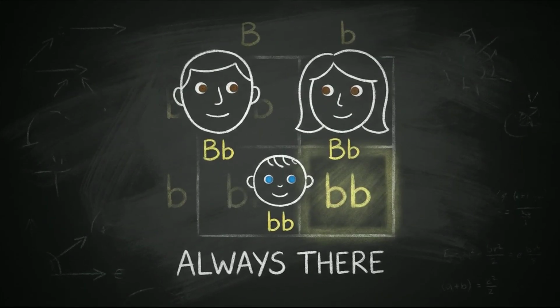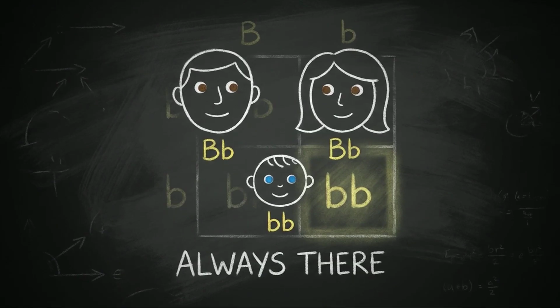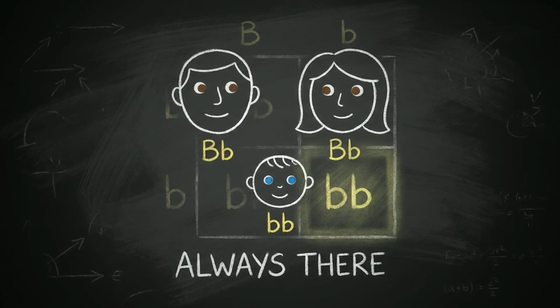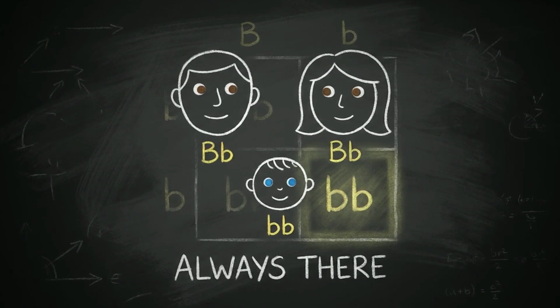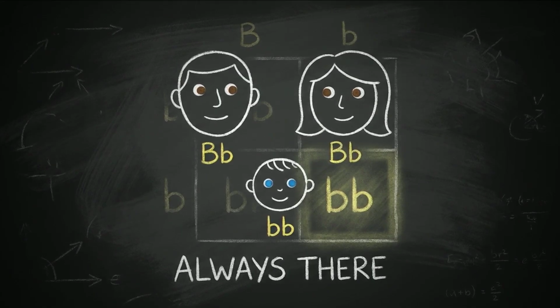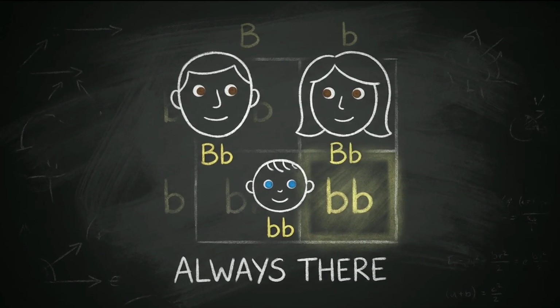2 parents, both with brown eyes. A child with blue eyes. What seemed impossible becomes obvious the moment you build the square. 2 quiet b alleles hiding inside both parents finally meeting. The answer was always there, written in the code. You just learned how to read it.